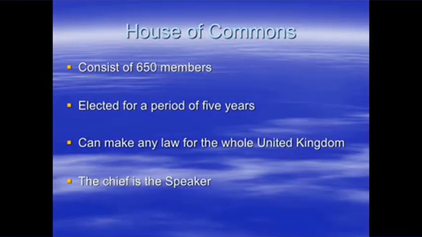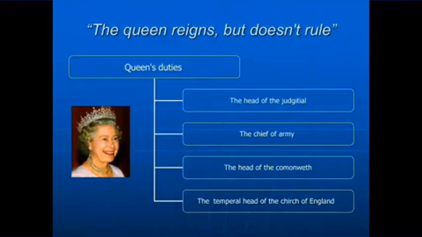The House of Commons consists of 650 members, elected for a period of 5 years, and can make any law for the whole United Kingdom. The chief is the Speaker. The Queen reigns but doesn't rule. The Queen's duties: the head of the judicial, the chief of army, the head of the Commonwealth, the temporal head of the Church of England.